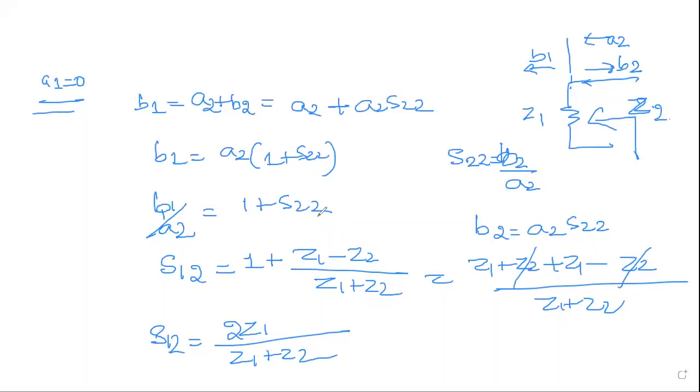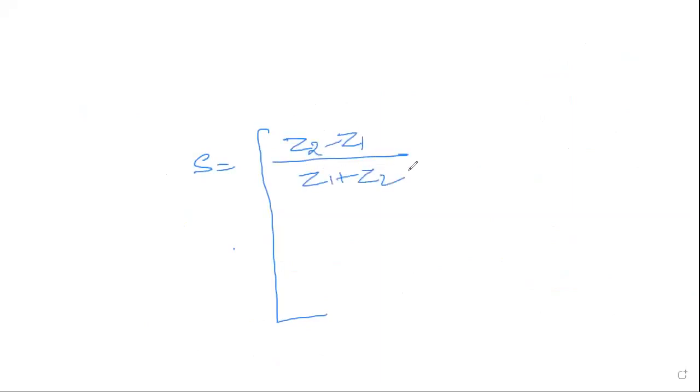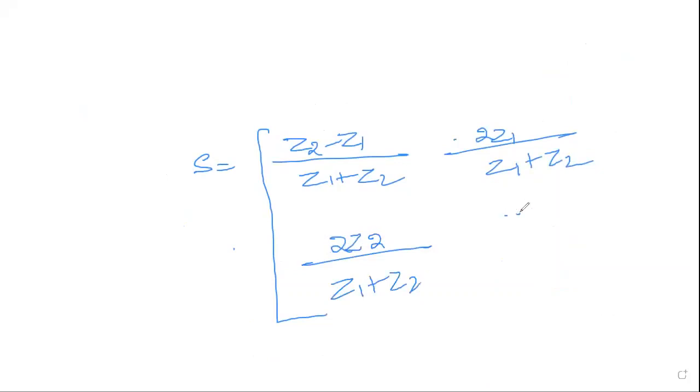Just the opposite of your first thing which you have solved, in terms of B1 you are doing. Now clear the screen. So you got 4 parameters here, the S parameters which you got in terms of Z. The first parameter, that is S11, is Z2 minus Z1 divided by Z1 plus Z2. The second parameter is 2Z1 divided by Z1 plus Z2. The third parameter is 2Z2 divided by Z1 plus Z2. And the final parameter was Z1 minus Z2 by Z1 plus Z2.